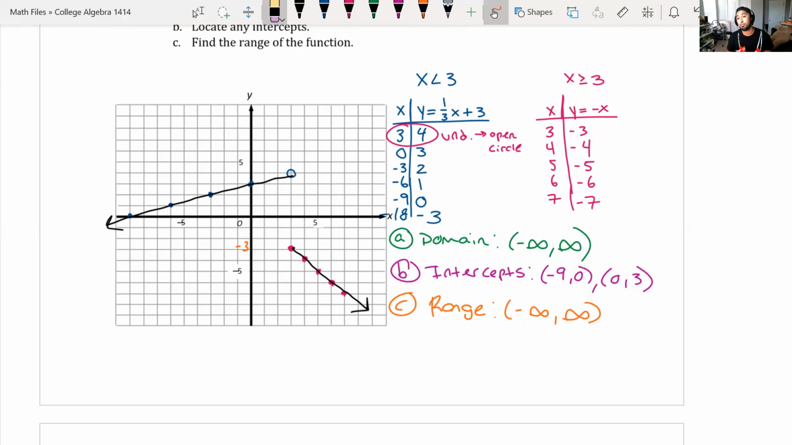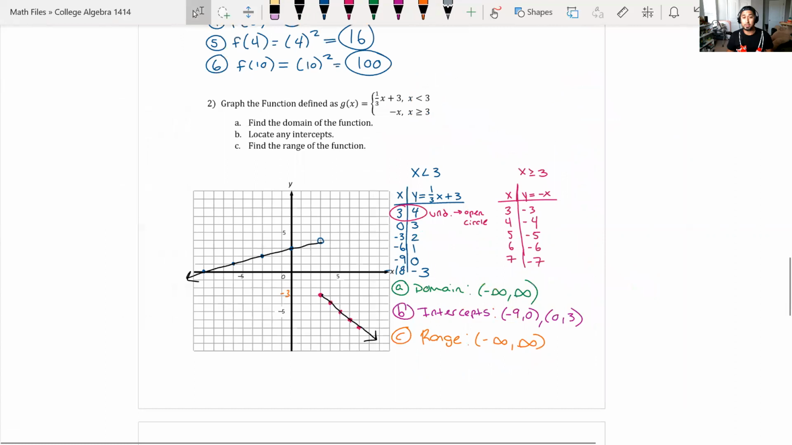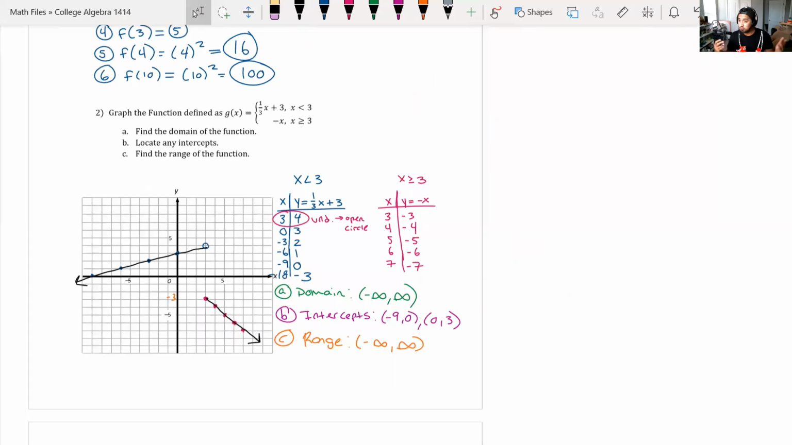There we go. Okay. And I think that's it for this piecewise function. Handle these the same way. Make XY charts, graph them, find the domain, intercepts, and range.